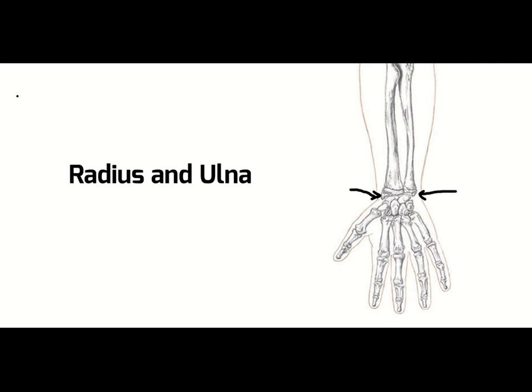We have several joints that are affiliated with the radius and the ulna. In between the two, here we have the distal radial ulnar joint. And then between the radius and the carpals, we have what we call the radiocarpal joint, which is our wrist joint.